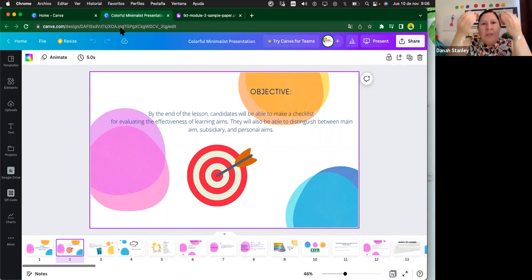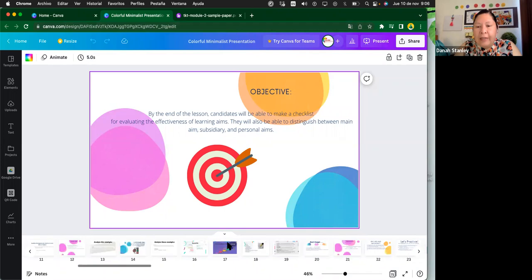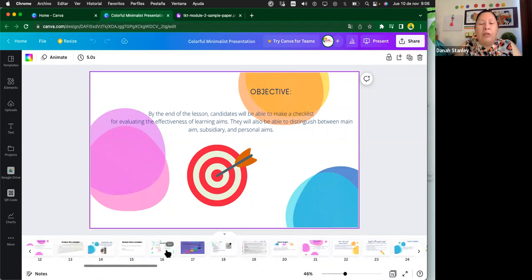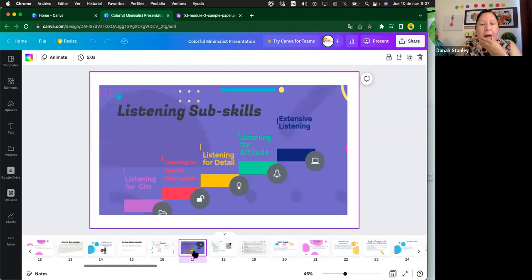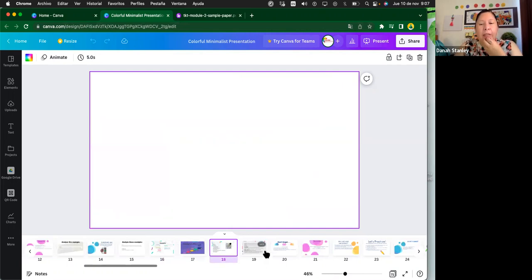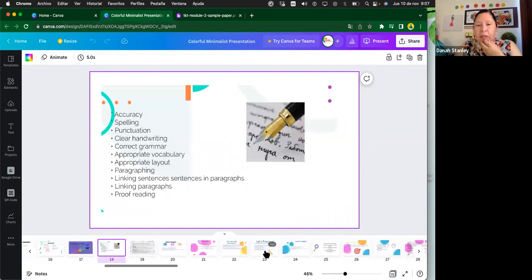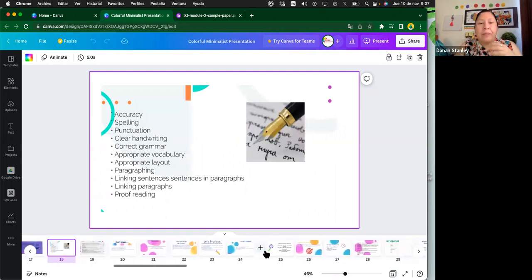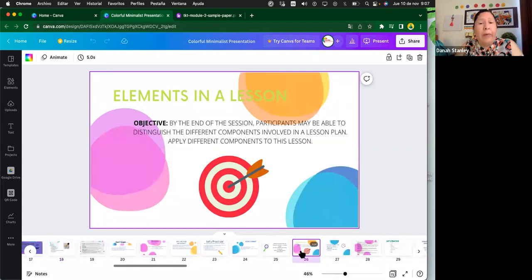I need to check with this short list if my objective is complete or not, okay? And identify in my own lesson plan the main aim, the subsidiary aim, and the personal aims. Yeah, we saw all the characteristics, that we also need to take into account the sub-skills for each skill that will be developed in this lesson. And now we are going to see where we are going to put them, okay?